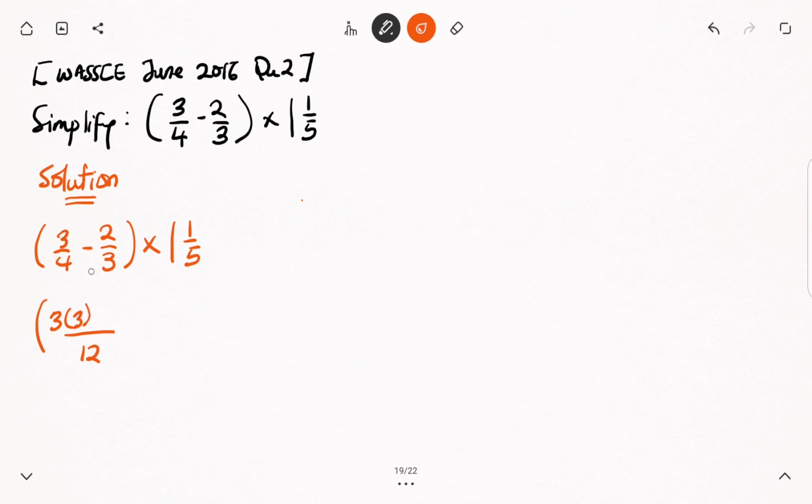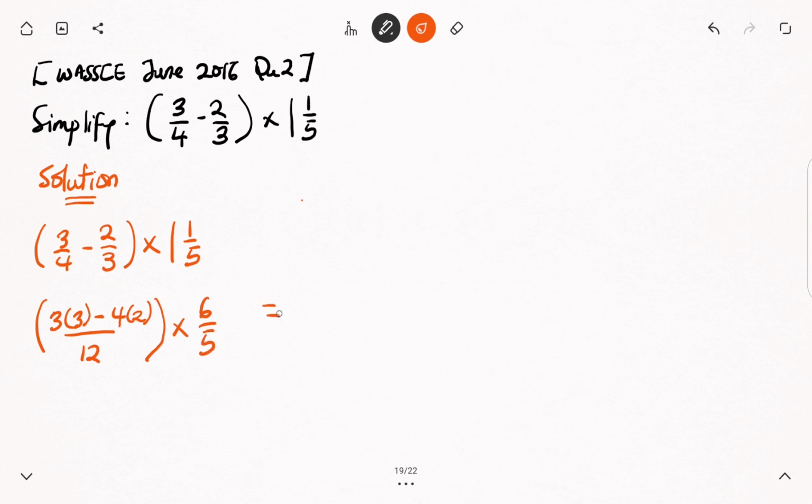Here, I bring the subtraction sign over here. Then 3 will go into 12 4 times. That 4, I use it to multiply the 2 at the top over here. Then all multiplied by, I have a mixed fraction over here, so I need to convert it into an improper fraction. So 1 multiplied by 5 will give me 5, plus 1 will give me 6 on 5.